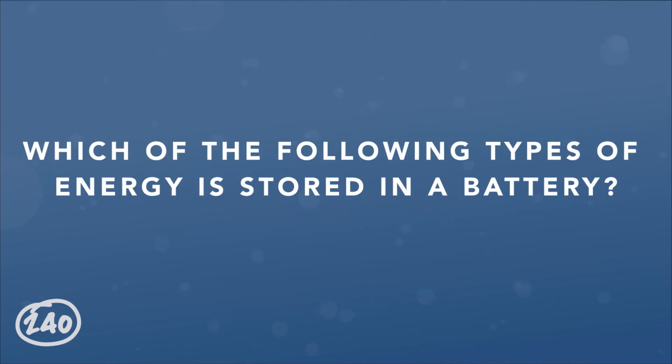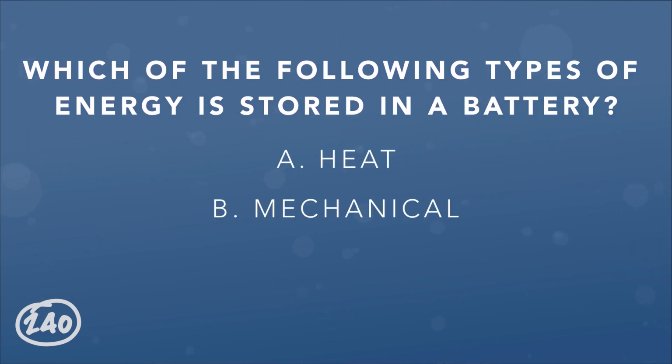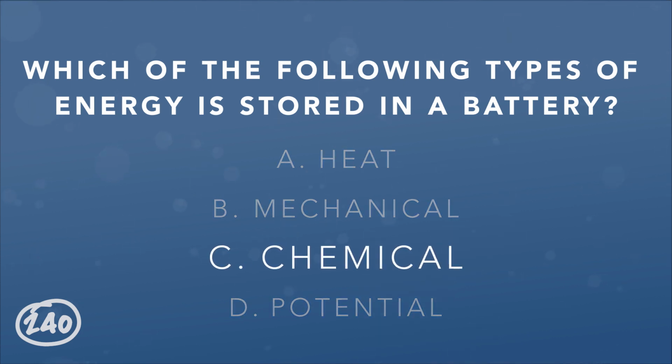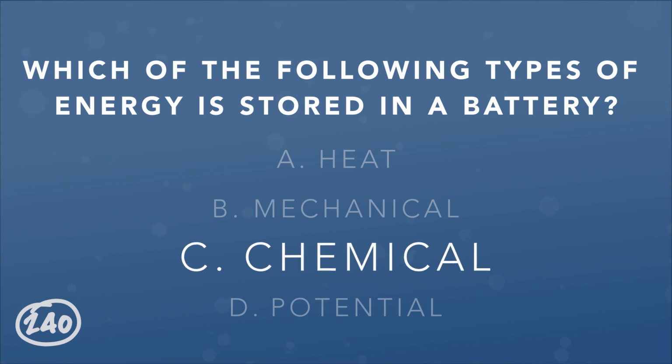Finally, question 5. Which of the following types of energy is stored in a battery? Heat, mechanical, chemical, or potential? The correct answer is C. Heat is an energy. It's not a kind of energy like chemical, mechanical, or potential.